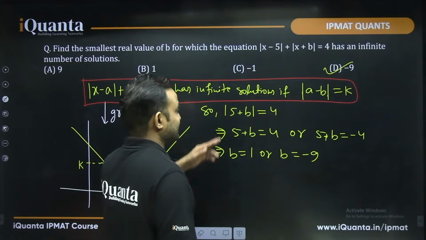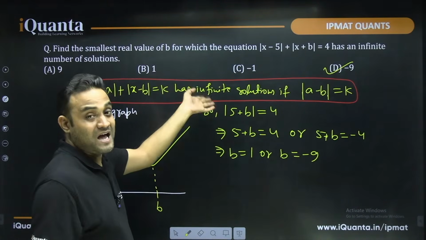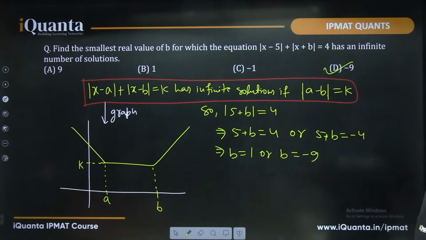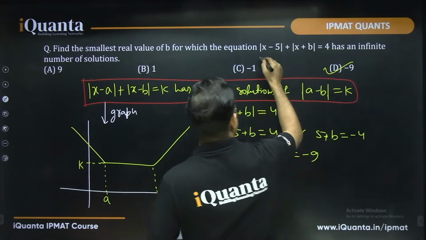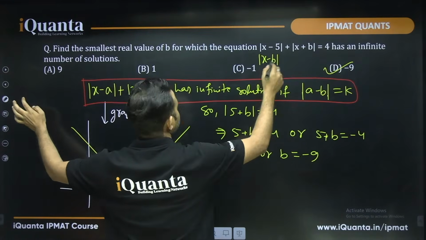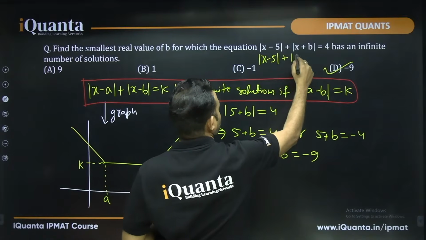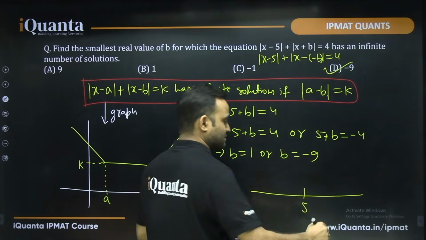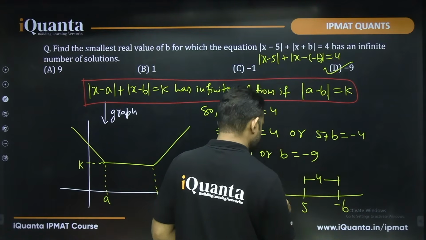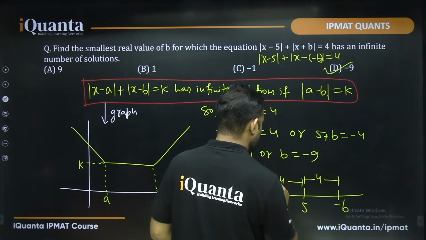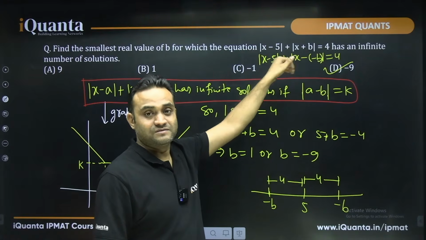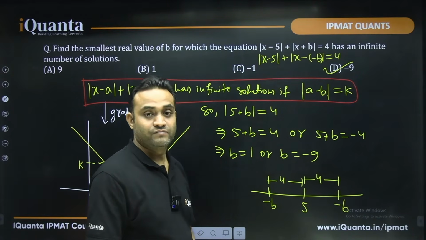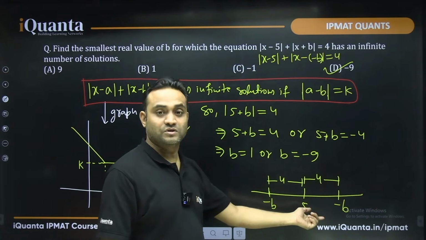The distance between A and B should be 4. The distance between 5 and minus b should be 4. No, Arshdeep, see, I can write it as mod of x minus 5 plus mod of x minus minus b is equal to 4. So basically we have 5 and we have minus b, and the distance is 4. Minus b could be on both sides. What does modulus tell us? That the sum of the distances of x from 5 and minus b should be 4, or the distance between 5 and minus b should be 4. This is the geometrical meaning of this.